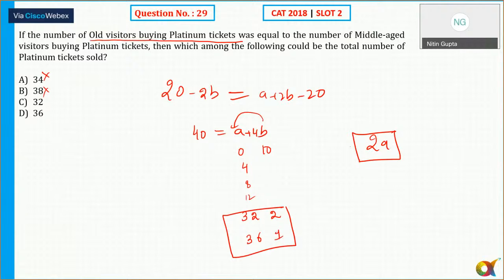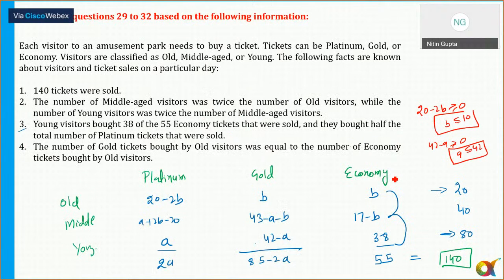So let's say A equal to 36 and B equal to 1. A equal to 36, 2 are 72, and B equal to 1. Will it satisfy? Check it, I have to check this. I don't think it will satisfy. Old is there, middle is there.